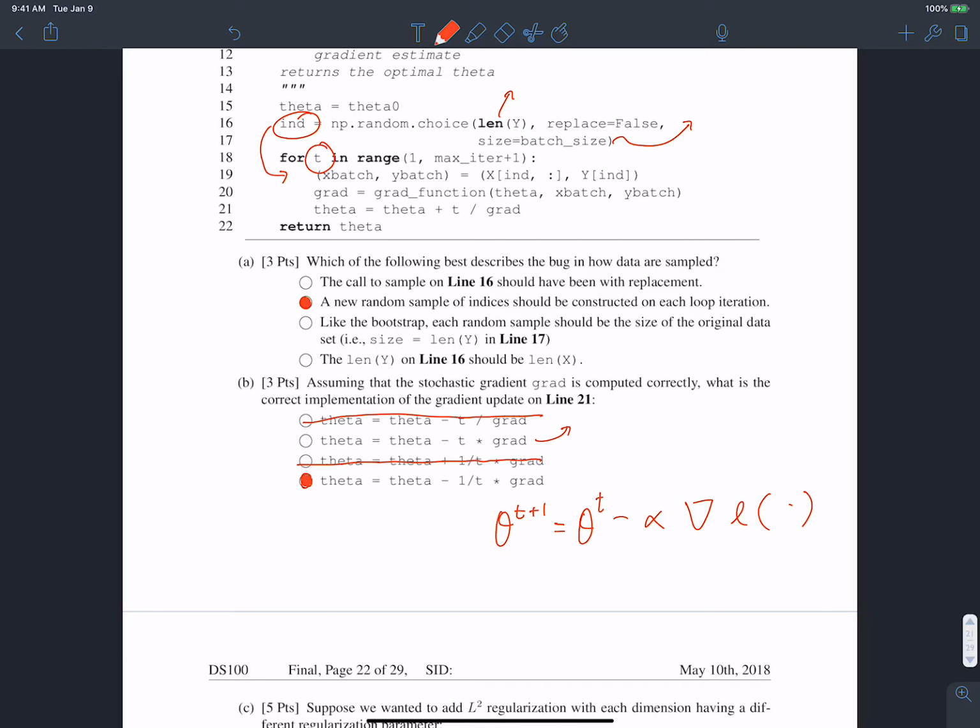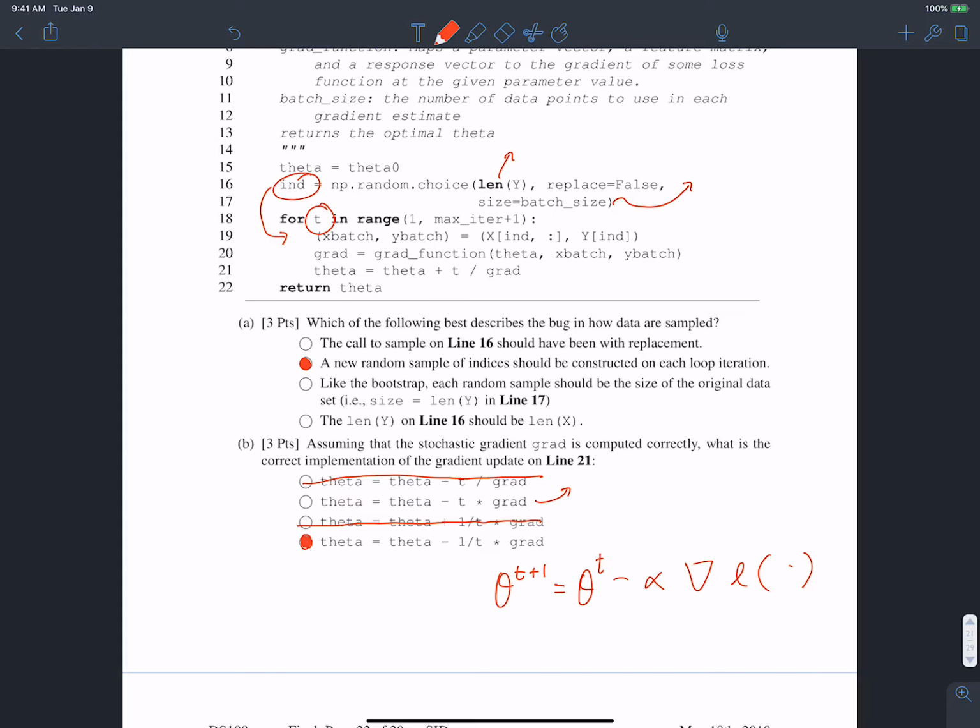And so that's why the fourth option is correct, because 1 over t, of course, decreases as t increases, and t will range between 1 and whatever our maximum iterations is. So in order for this to converge, the correct option is 1 over t times gradient.